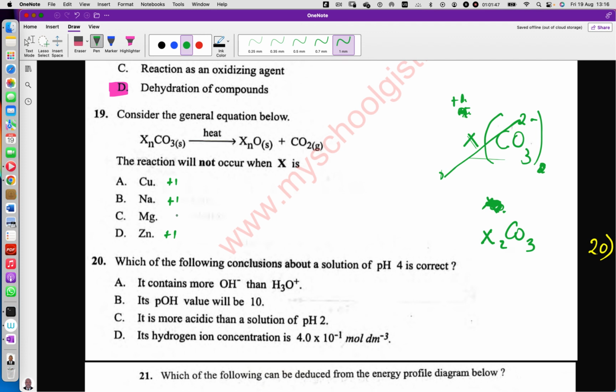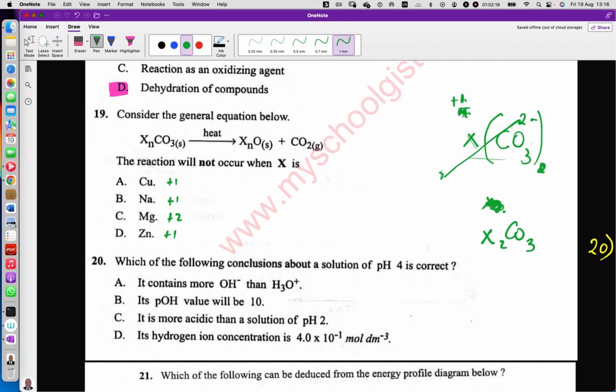Magnesium has an oxidation number of plus 2. So in that case, it is copper carbonate, copper 1 carbonate. If we are using carbonate, it is copper 1 carbonate. If we are using sodium, it is sodium carbonate.